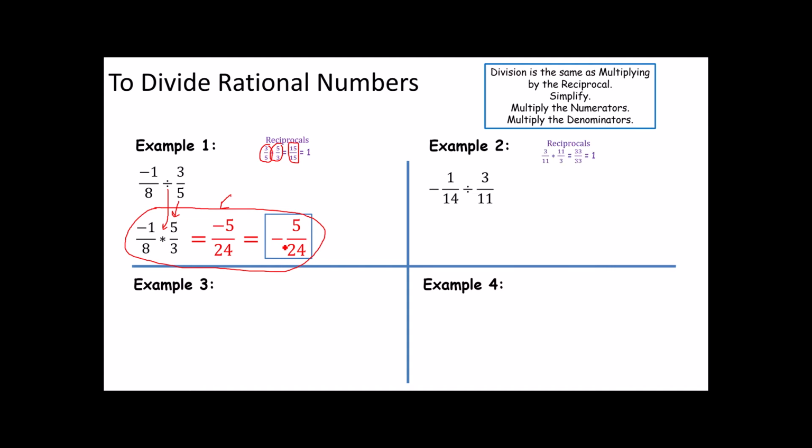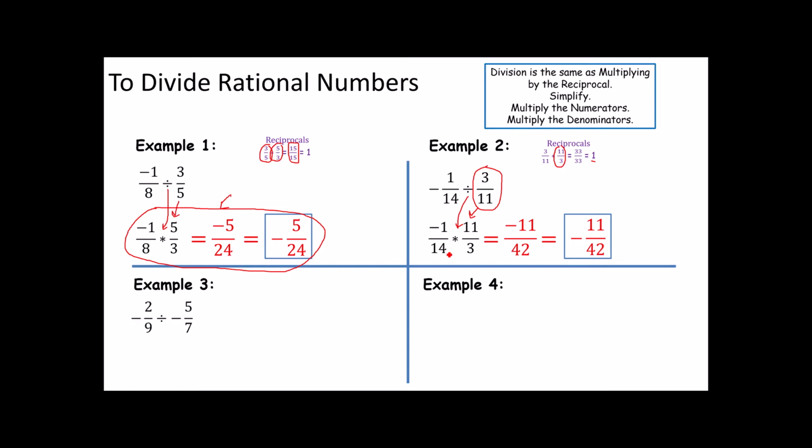And I'm going to look at this and say, oh, well, the reciprocal or multiplicative inverse of 3/11 is 11/3. Notice 3/11 times 11/3 does in fact give you a 1. So I change my division into multiplication, use the reciprocal or the inverse. I look for things that will simplify. Nothing in this one simplifies, so I just multiply the numerators and multiply the denominators. And of course, I like to write it with a negative sign out front.